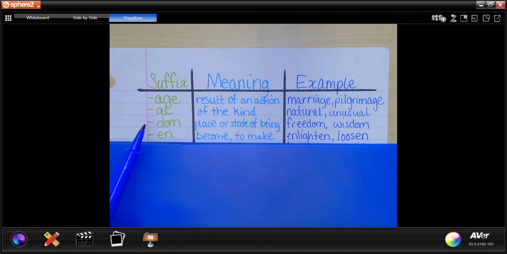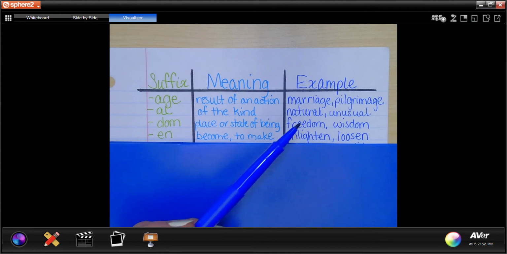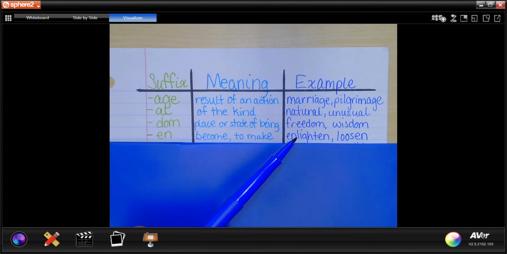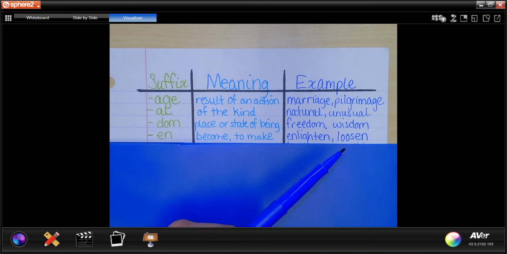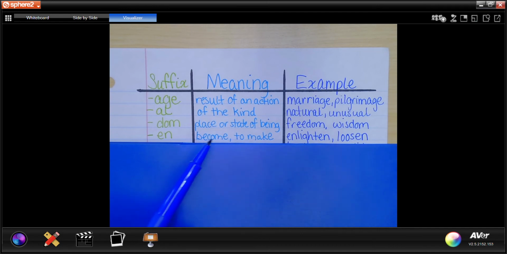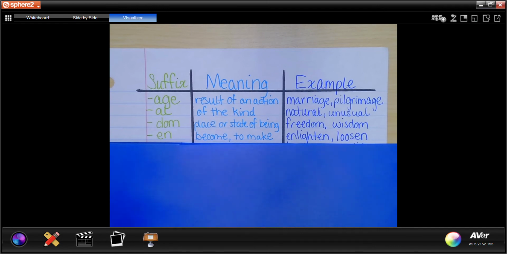The next suffix is en, meaning become or to make. One example of the suffix en is enlighten. That means to make light of. Loosen is another example. Loosen means to become less tight.